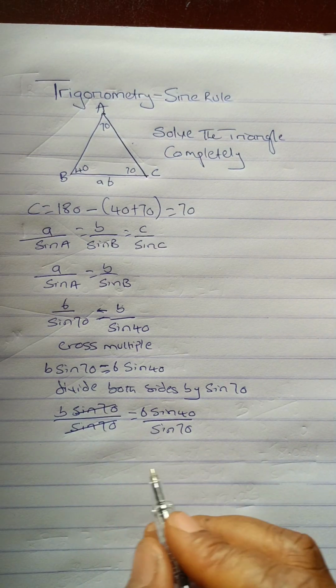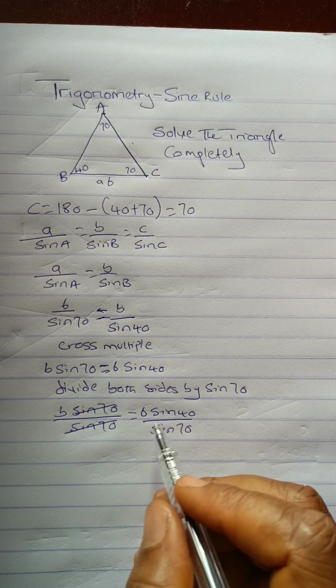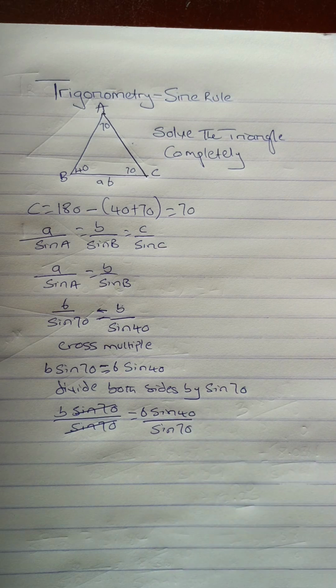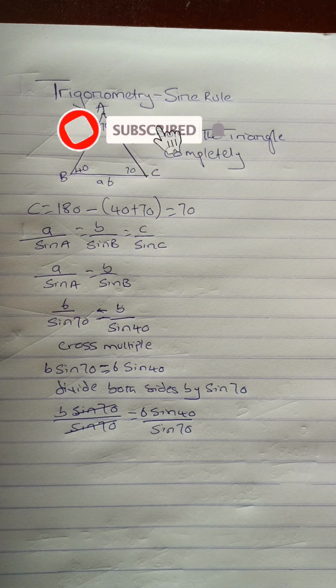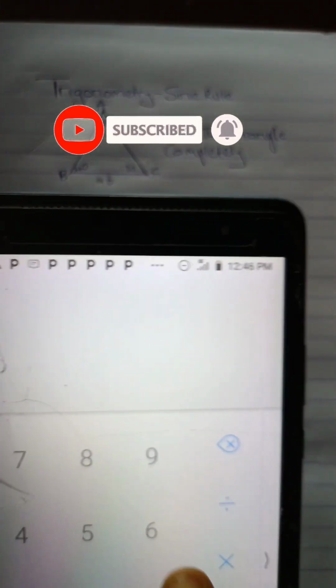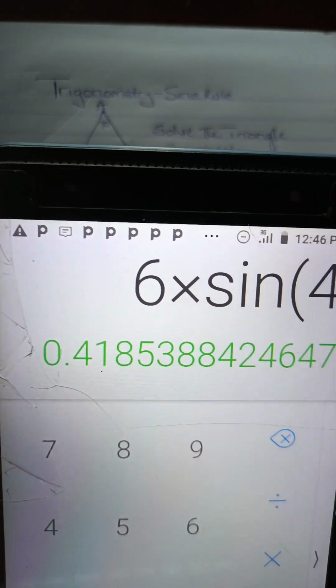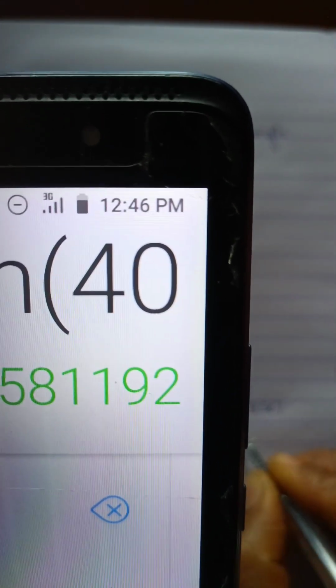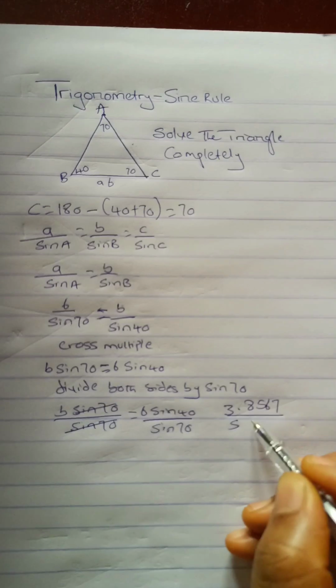So with your calculator, you press 6 times sine 40. 6 times sine 40 is what? We have 3.8567.